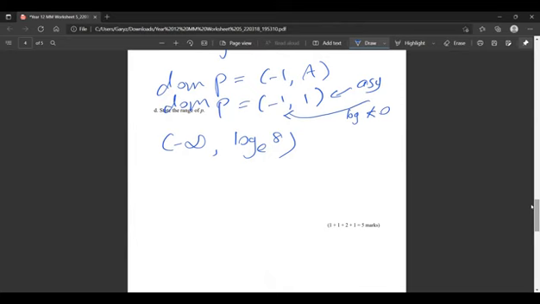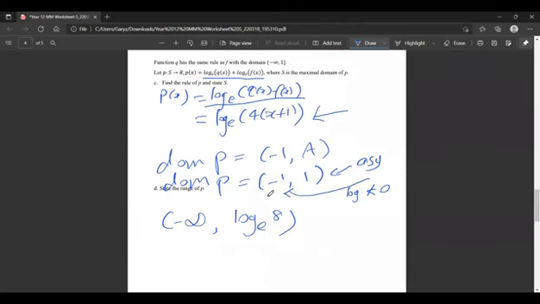And given this domain, we can work out the range of p. As x approaches -1, the whole graph approaches -infinity. And as x approaches 1, the graph is approaching log e of 8. And that's our range for this graph.